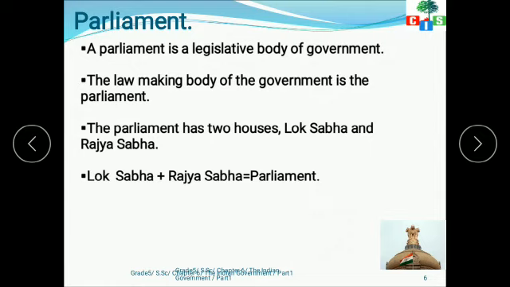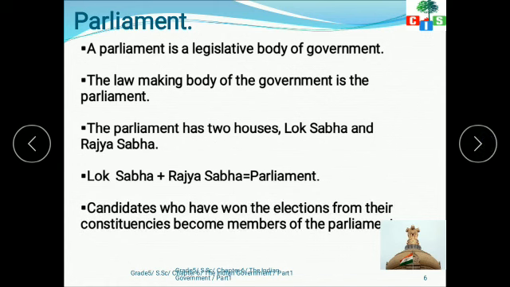Yes, it is true. Now, very important: candidates who have won the elections from their constituencies. In the last chapter I told you about this word, constituencies. What is a constituency? It is a small geographical division from where a candidate stands for election. As you all know, the whole country is divided into different constituencies, from where a person can stand for the election. So all those candidates who have won the election from their constituencies become members of parliament.